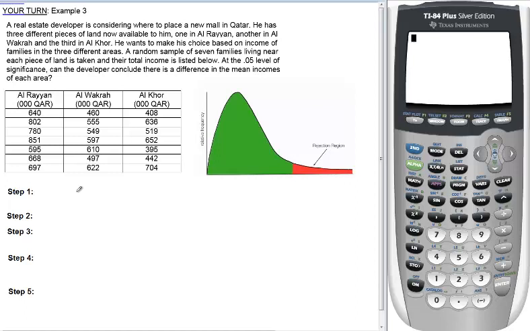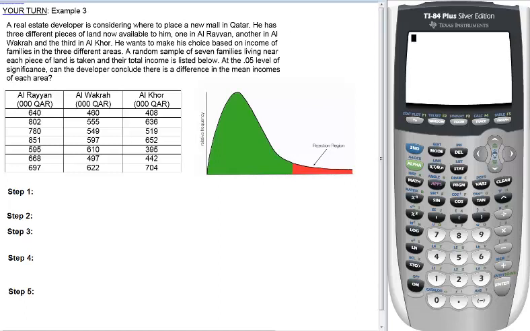The problem reads, a real estate developer is considering where to place a new mall in Qatar. He has 3 different pieces of land now available to him. One in Al Rayyan, another in Al Wakra, and a third in Al Khor. He wants to make his choice based on income of families in the 3 different areas. A random sample of 7 families living near each piece of land is taken and their total income is listed below.